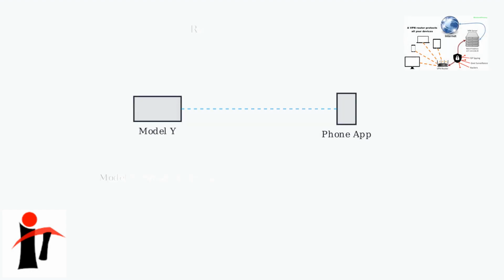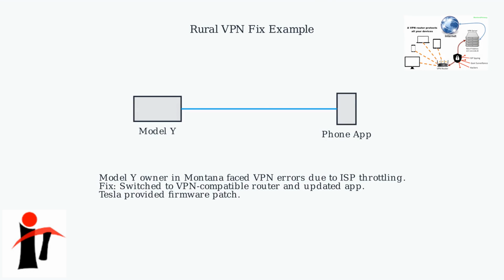In a rural VPN case study, a Model Y owner in Montana encountered persistent VPN connection errors caused by their ISP throttling data speeds. The solution involved switching to a VPN-compatible router that supports Tesla's secure tunneling protocols and updating the Tesla app to the latest version. Tesla support also provided a firmware patch specifically for rural network diagnostics, stabilizing the connection.